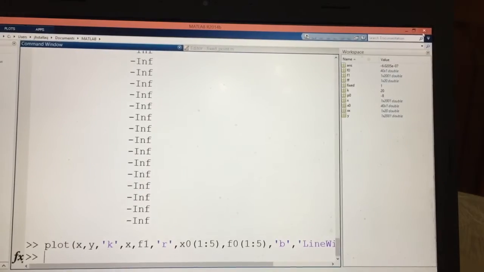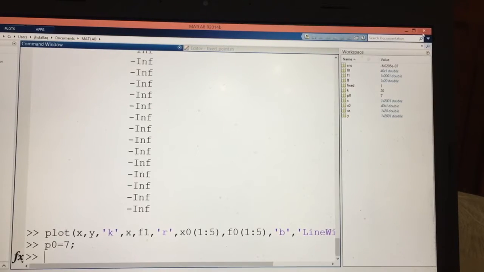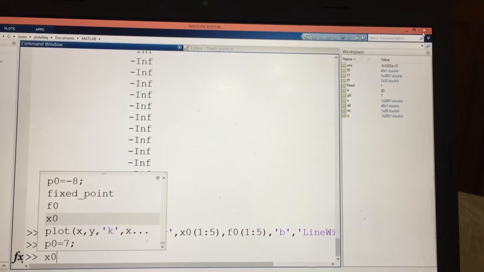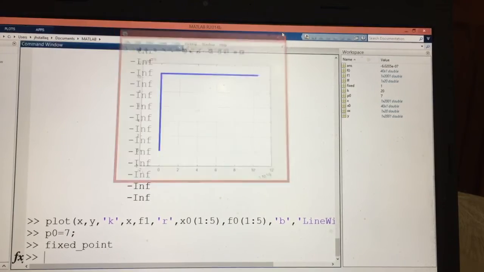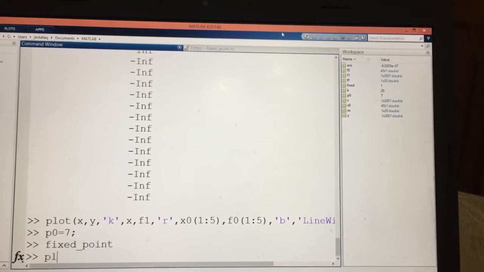Let's try the 7 and see what happens. Fixed point. Again, it's similar to the other problems here. So we'll just plot 1 to 5 and see what we get. Plot.